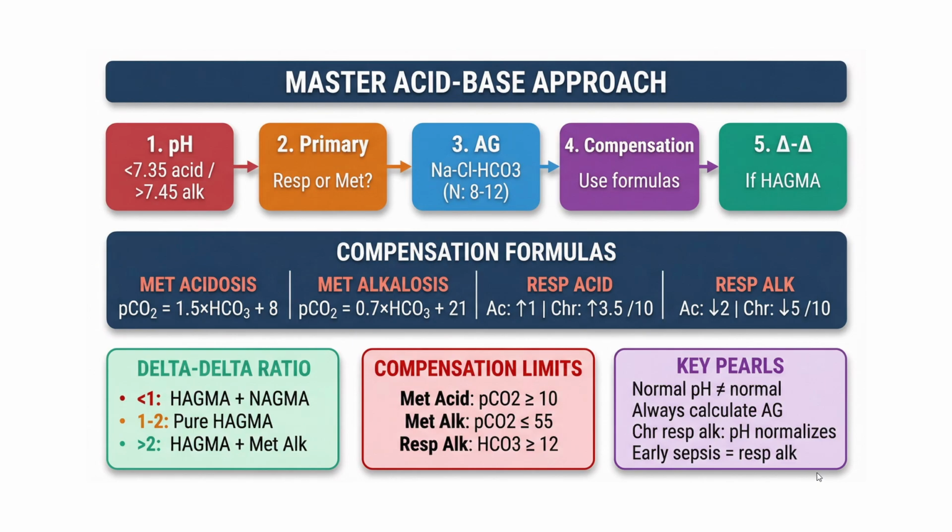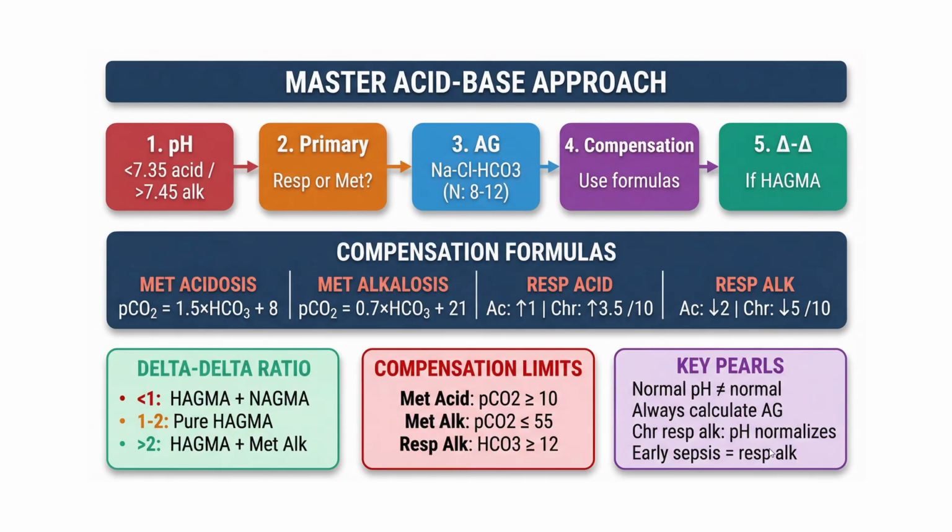In respiratory acidosis, acute increases bicarbonate by 1 per 10. Chronic increases bicarbonate by 3.5 per 10 millimeter rise in PCO2. In respiratory alkalosis, acute decreases bicarbonate by 2 per 10, and chronic decreases bicarbonate by 5 per 10.